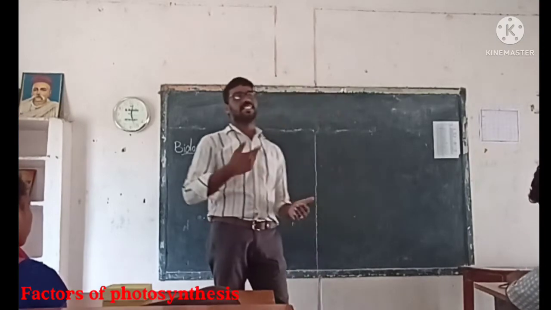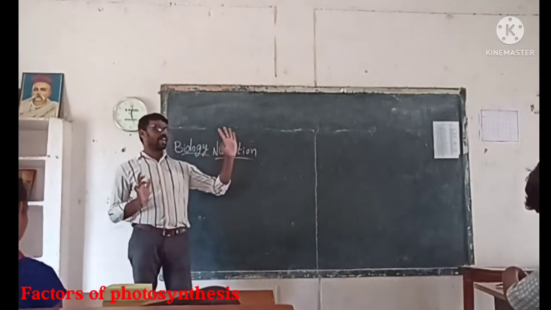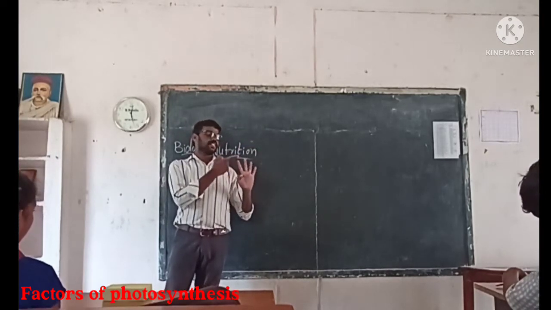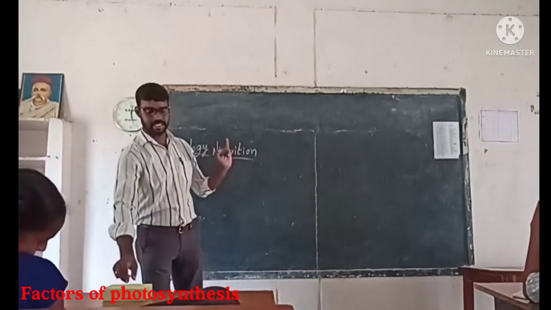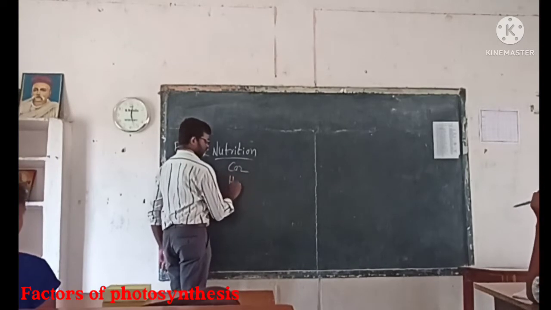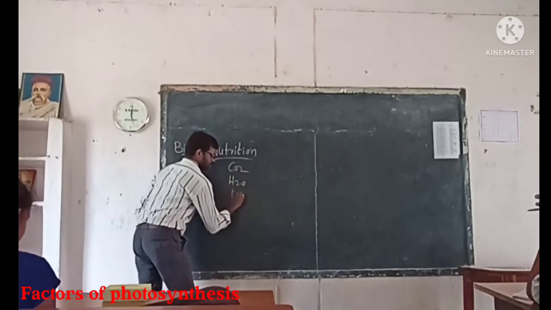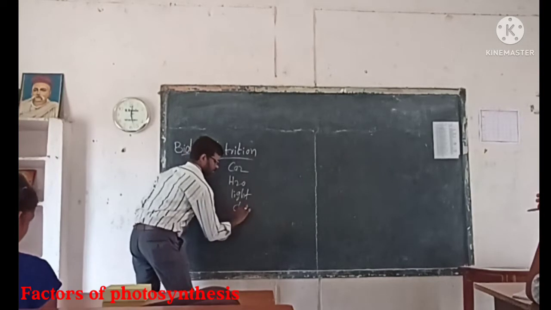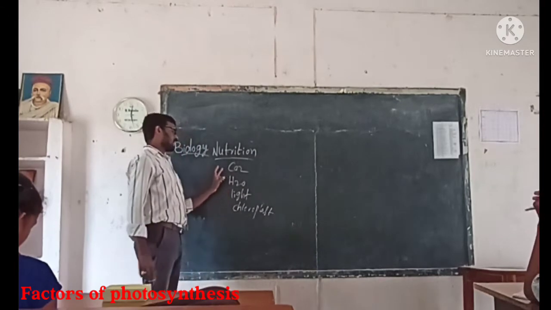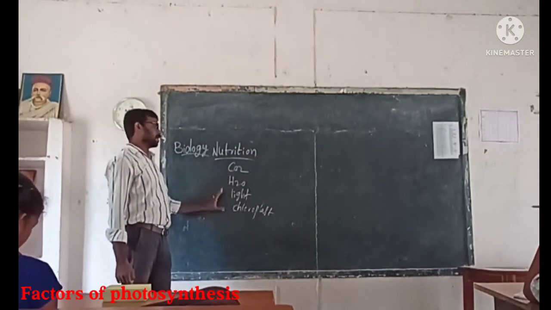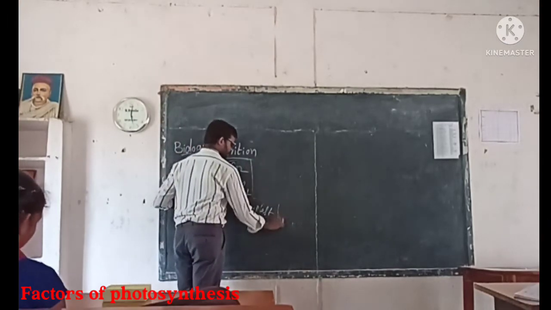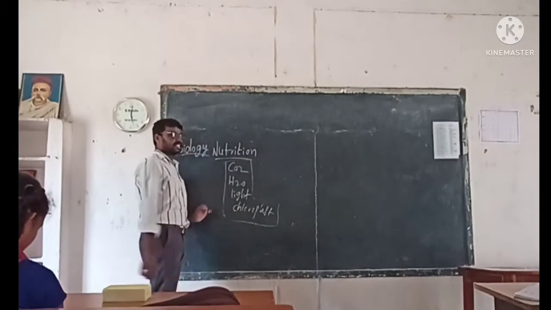We already discussed in the previous class. There are four factors present for photosynthesis. One is carbon dioxide, water, light, sunlight, chloroplast. So, carbon dioxide, water, light, chloroplast are the main important factors for photosynthesis. So, if any one is absent, there is no process of photosynthesis.